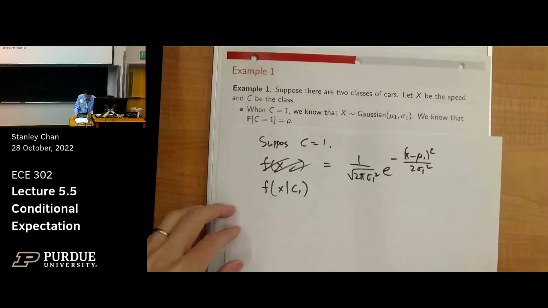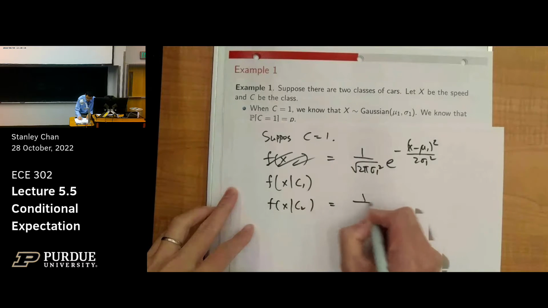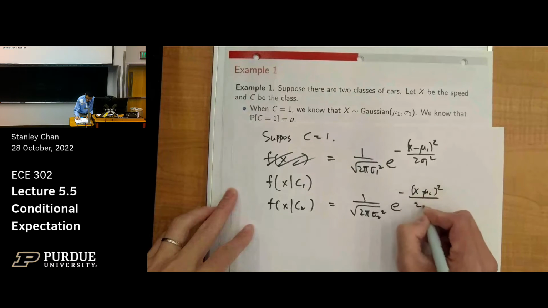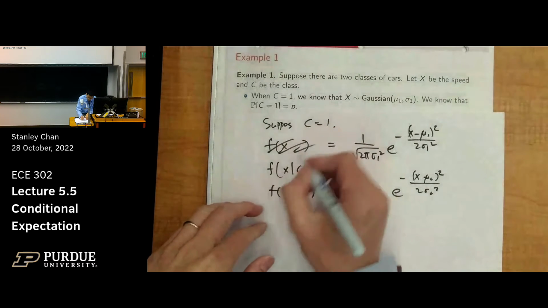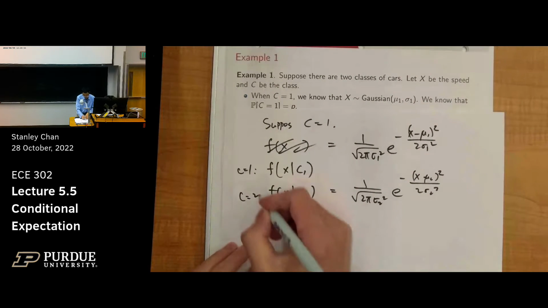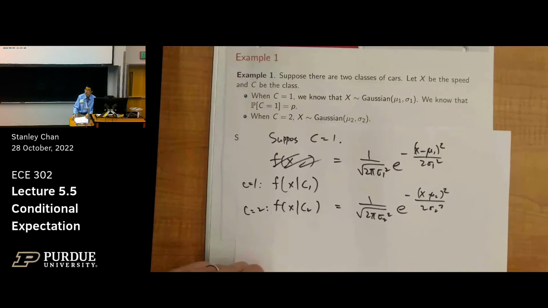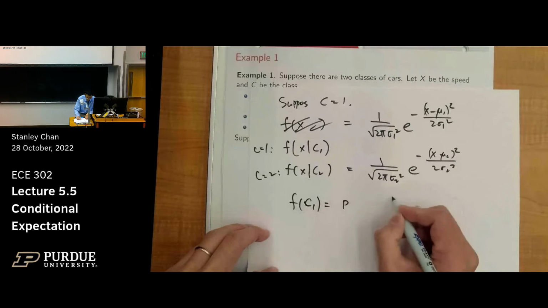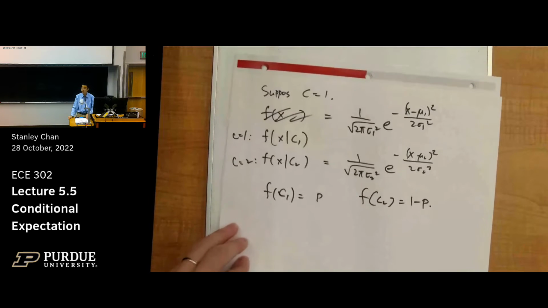That's the conditional distribution. So now, of course, you can say I want to look at class 2, then you have another formula, 1 over root 2 pi sigma 2 squared, e to the minus (x minus mu 2) squared divided by 2 sigma 2 squared. Okay, so you have two classes, C equals 1, C equals 2. Now, I also have two probabilities, P and 1 minus P. What are they? Well, they're just f of C1, this is P, and f of C2, it is 1 minus P. So these are given to you by the problem.